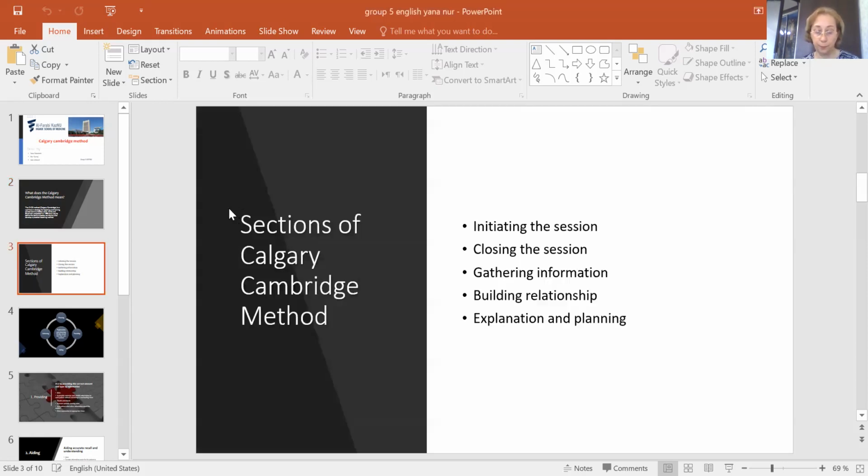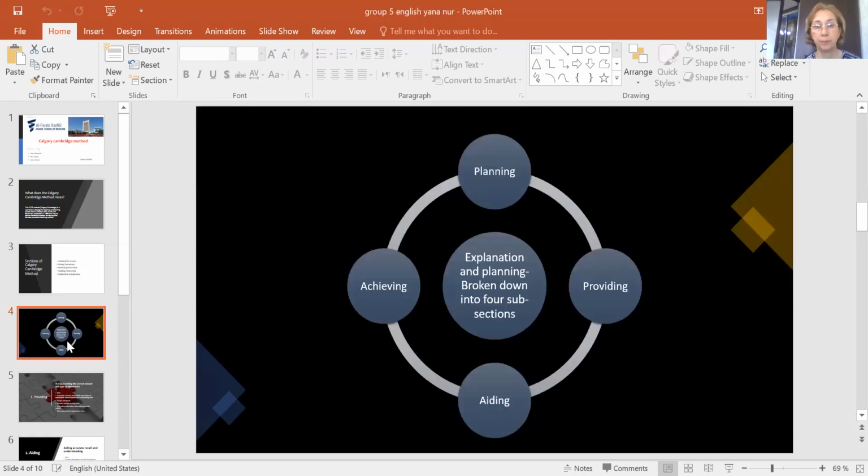Sections of the Calgary-Cambridge method: initiating the session, gathering information, building the relationship, explanation and planning, and closing the session. Firstly, we're going to start with explanation and planning, broken down into 4 subsections: planning, providing, aiding, and achieving. Each one of them we should talk about separately.